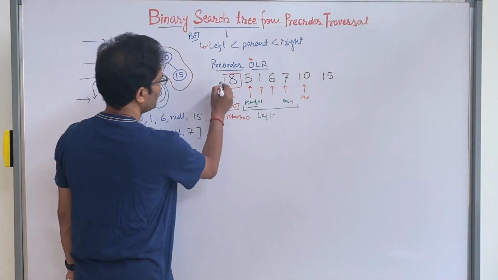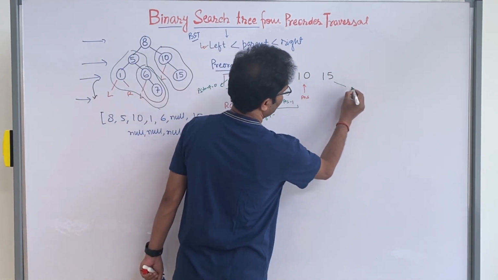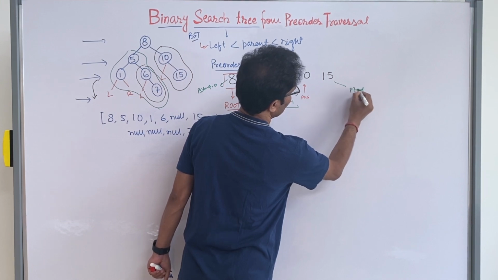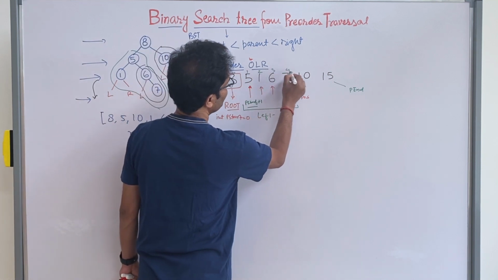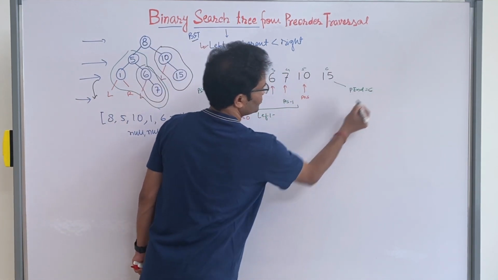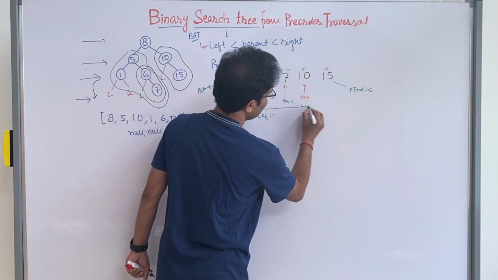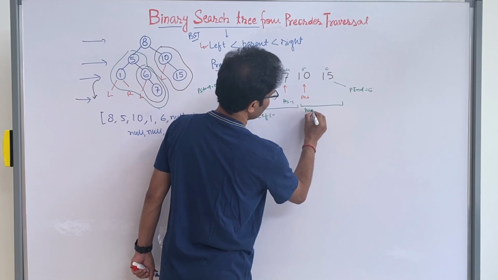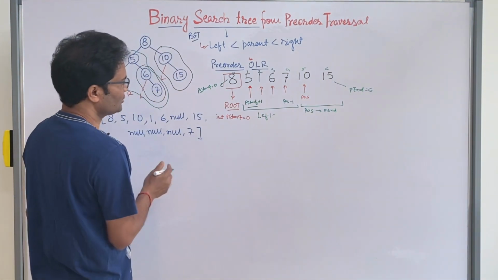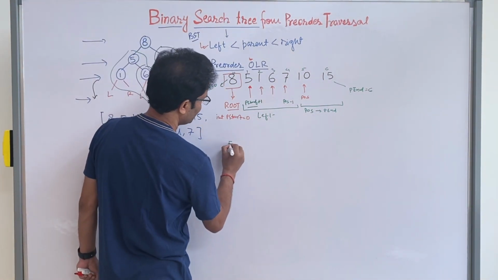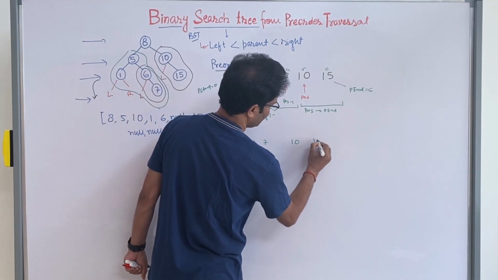So at the starting time, I will make this 0. I will keep P start equal to 0, and I will mention P end, meaning pre-order end. And what is the size of pre-order? 0, 1, 2, 3, 4, 5, 6. So we start from here. Then this is the left side, and the right side is from position to P end. Right. So you got two arrays: one is 5, 1, 6, 7, another is 10 and 15.